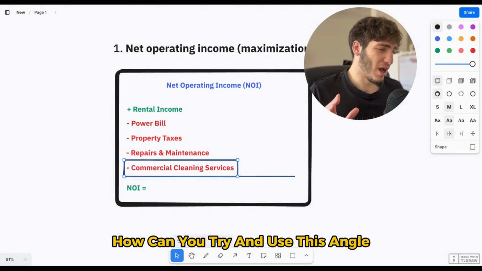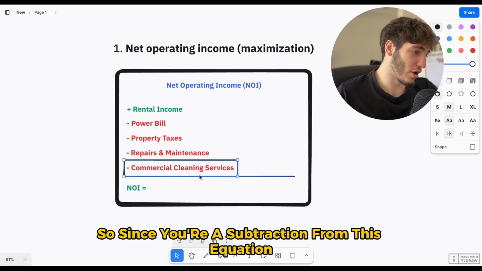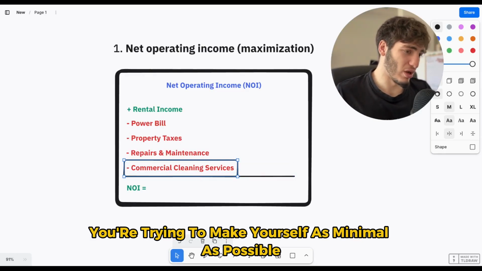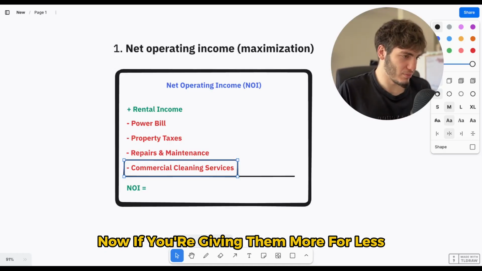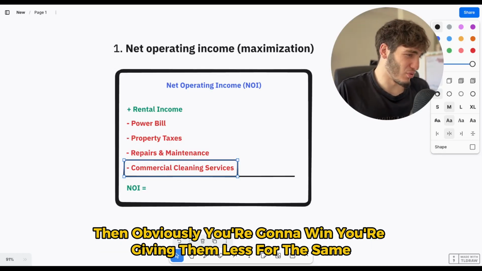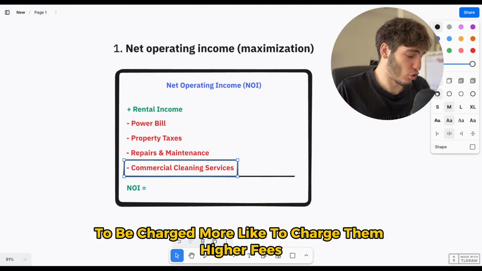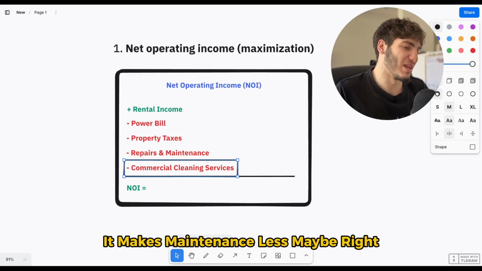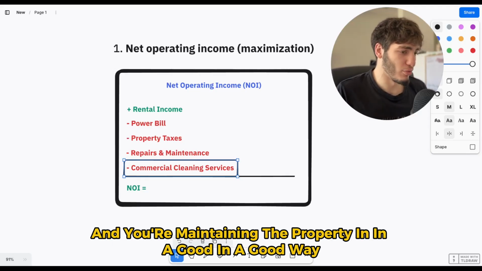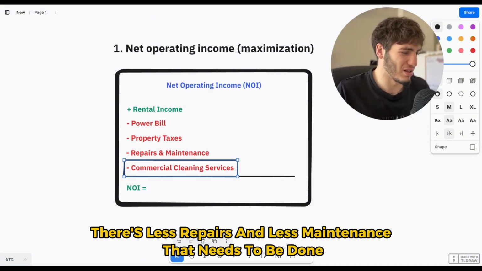So with that being said, how can you use this angle? Well, the role of the property manager is to maximize the net operating income, right? Since you're a subtraction from this equation, you're trying to make yourself as minimal as possible. So here it's a pricing or a value issue. If you're giving them more for less, then obviously you're going to win. If you're giving them less for the same, it's not doing much for them. And what I mean here is that, from another perspective, you can even charge them higher fees, but make sure you're giving them greater value, which makes maintenance less, maybe, right? If you're cleaning the property well and maintaining it in a good way, then they might have to decrease their maintenance fees because there are fewer repairs and less maintenance that needs to be done.